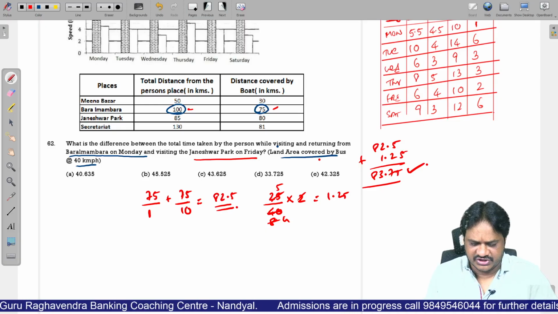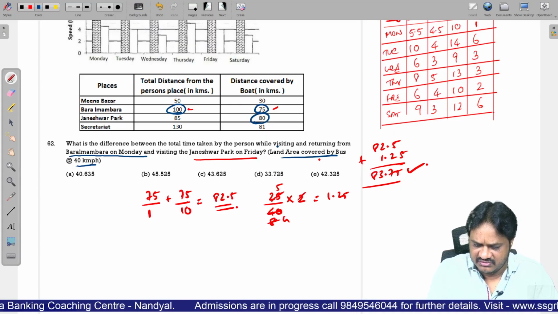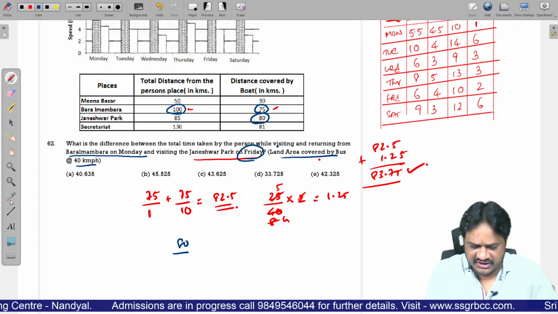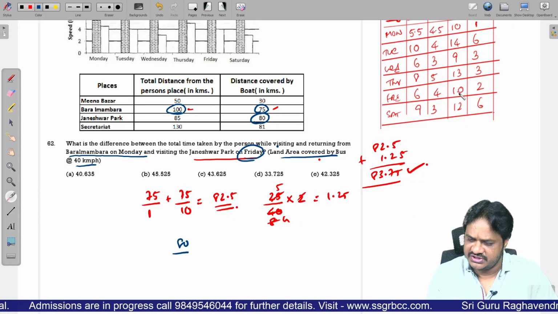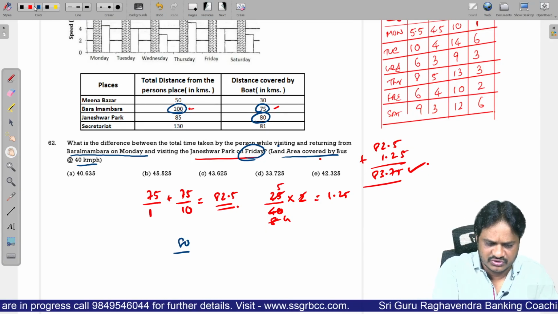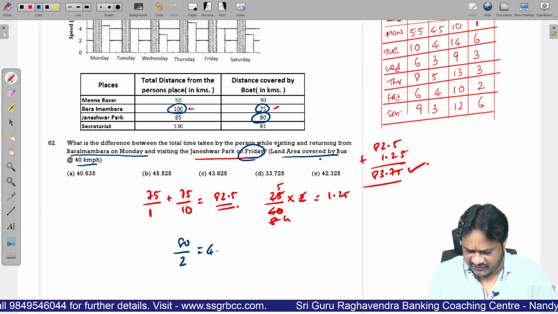Now Ganeshwar Park on Friday, that is only visiting. Only visiting means you have to take upstream. So what is Ganeshwar Park distance by boat? 80. That is on which day? Friday. Friday visiting means upstream. Upstream is how much? Friday upstream is 2. So 80 by 2, that is 40.